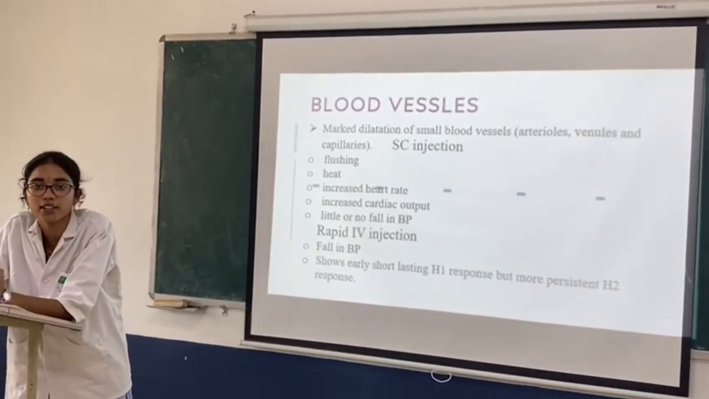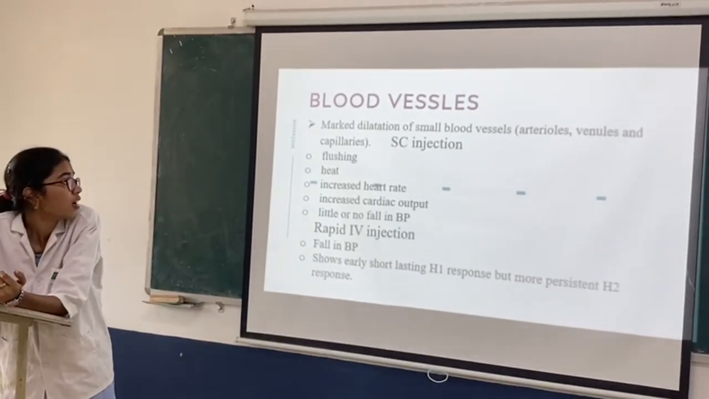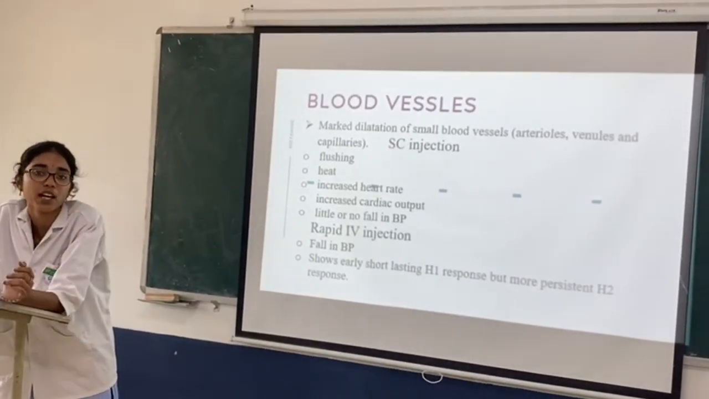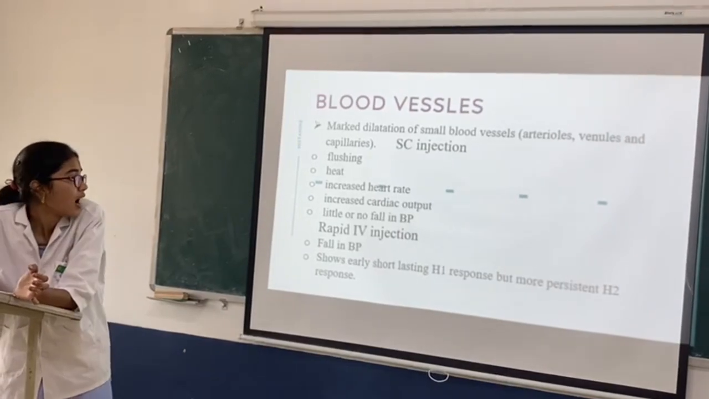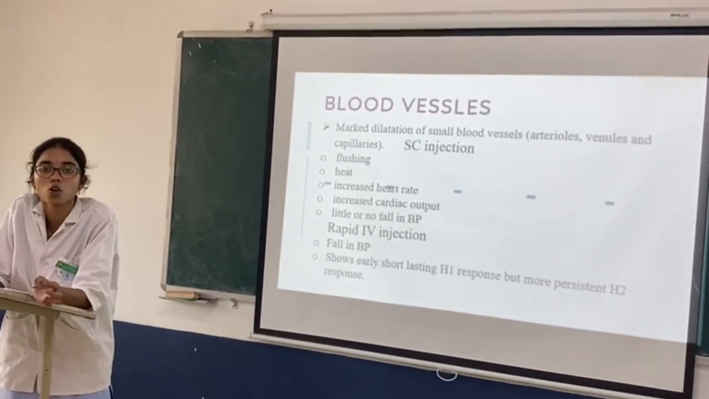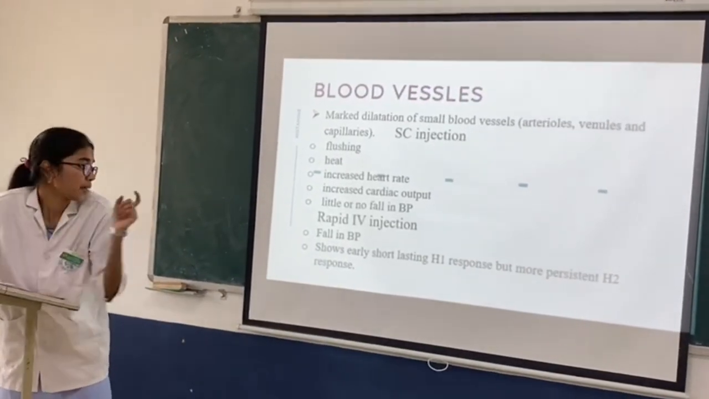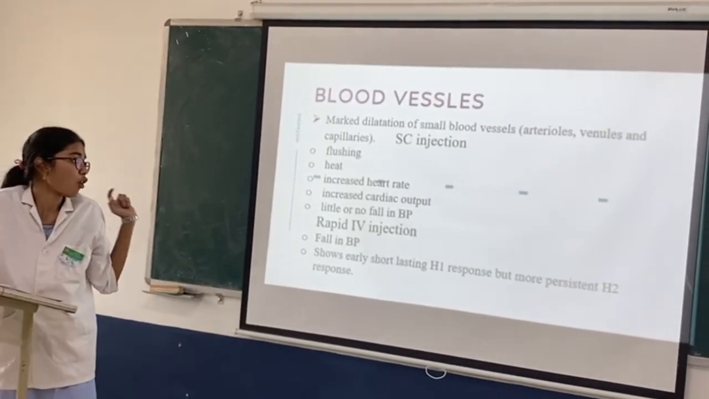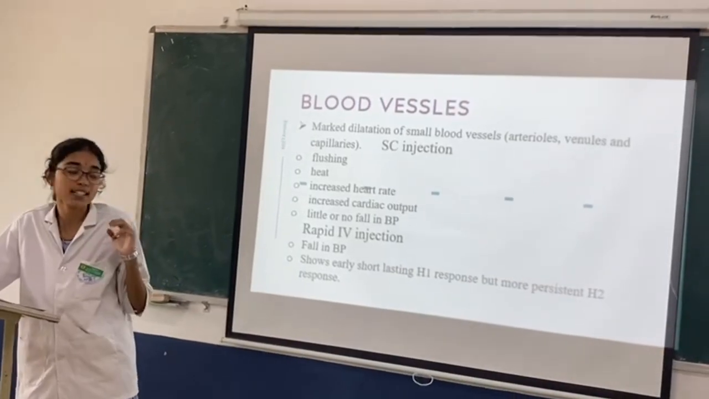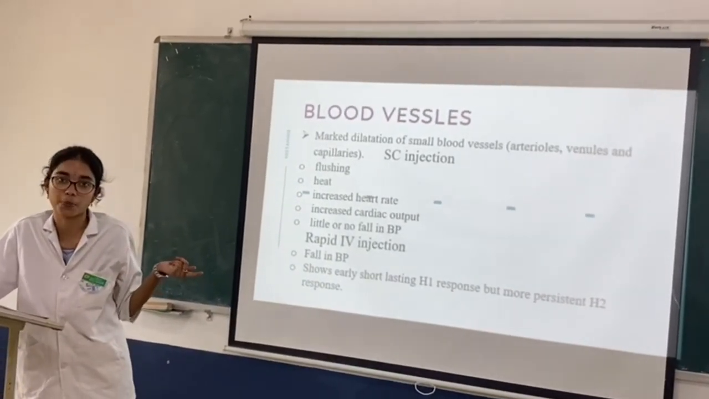For example, if it is given as an SC injection, that is subcutaneous injection, it causes flushing and heats up the area where it was administered. It also increases the heart rate and cardiac output with little or no fall in BP. When it is given through a rapid IV injection, it causes a fall in BP and also shows the early short-lasting H1 response and more persistent H2 response.